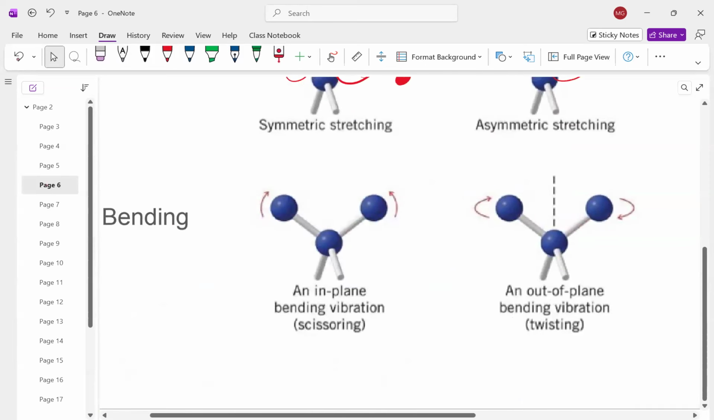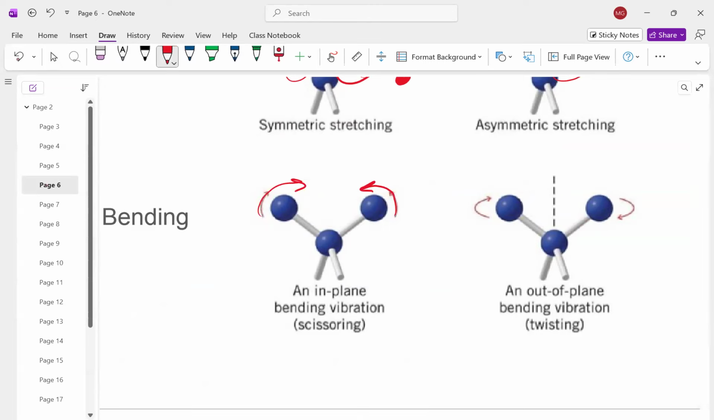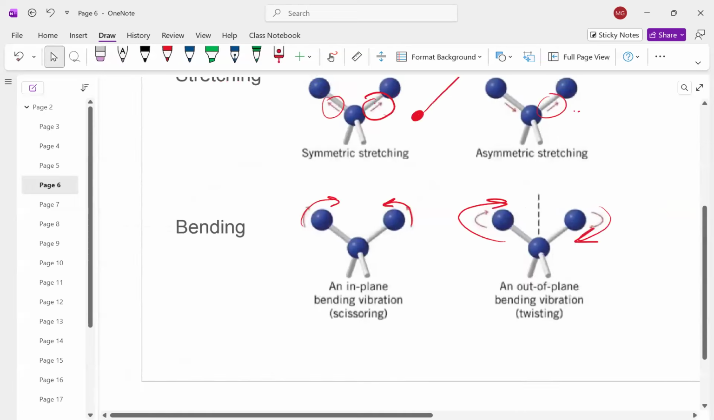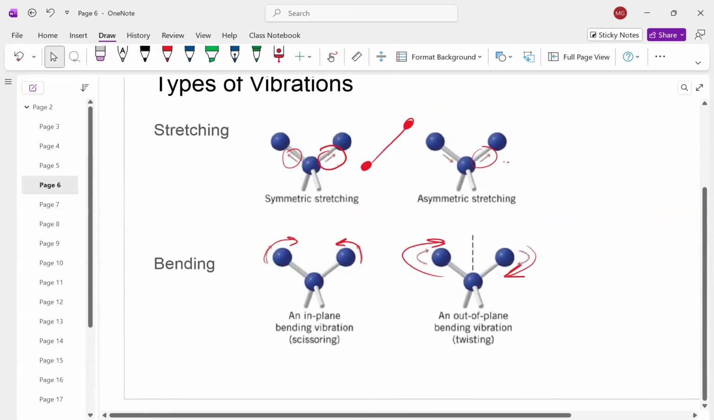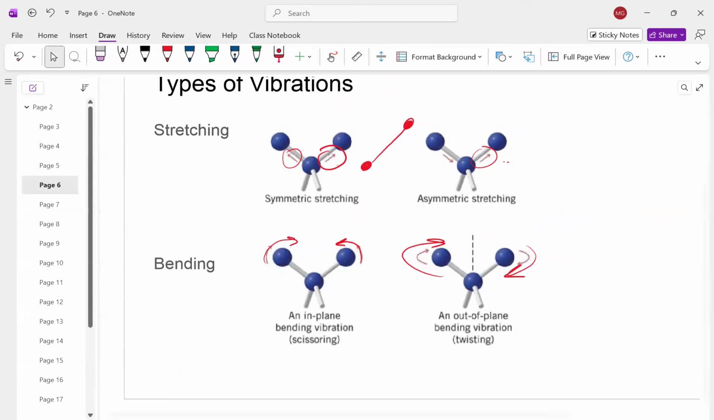And then there's bending, where instead of the bonds stretching out, the atoms will bend in such a way either towards each other, like imagine a pair of scissors, or they'll twist around that central carbon atom, or whatever that central atom is. And so, as I said, you'll hear me describe absorptions as either a stretch, like a CH stretch, or a carbon-oxygen bend, or something like that. And that's what I'm referring to in this case.